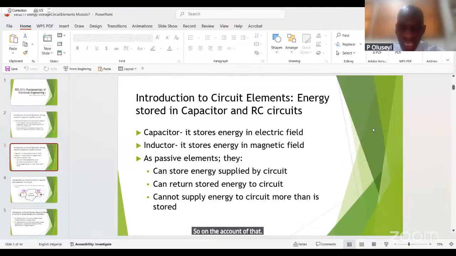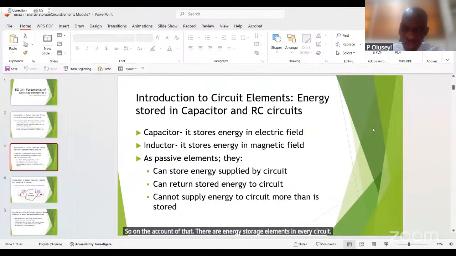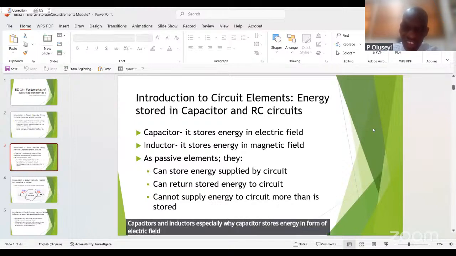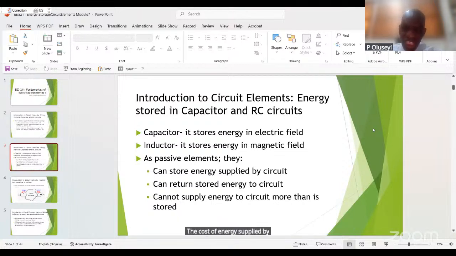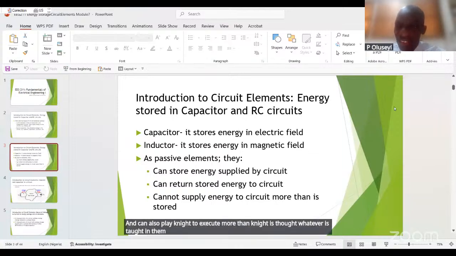there are energy storage elements in every circuit, capacitors and inductors especially. While a capacitor stores energy in the form of an electric field, an inductor stores its own in the form of a magnetic field. And then as passive elements, they can store energy supplied by the circuit. They can return stored energy to the circuit and cannot supply energy to the circuit more than is stored. Whatever is stored in them is what they can give out.